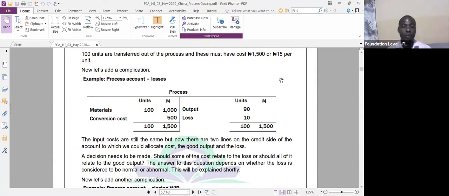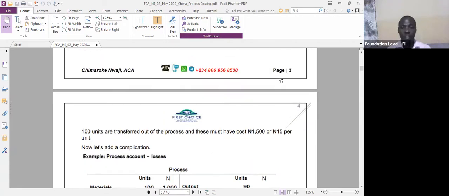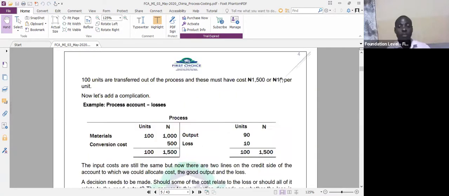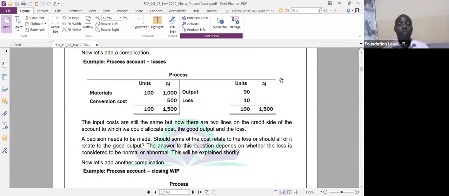But wait a minute, there is no value here for the output. In this first example, there is value for output. But now in this example, there is no value for output. But you must balance the two accounts. So you must do something. So we ask ourselves, this 1,500, where will it go?